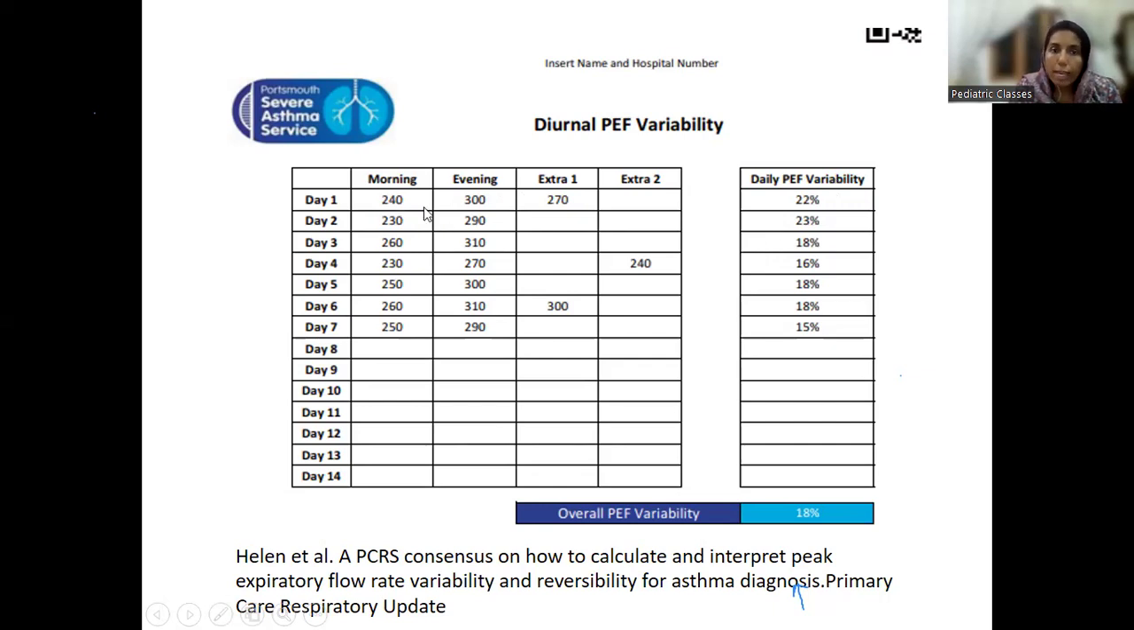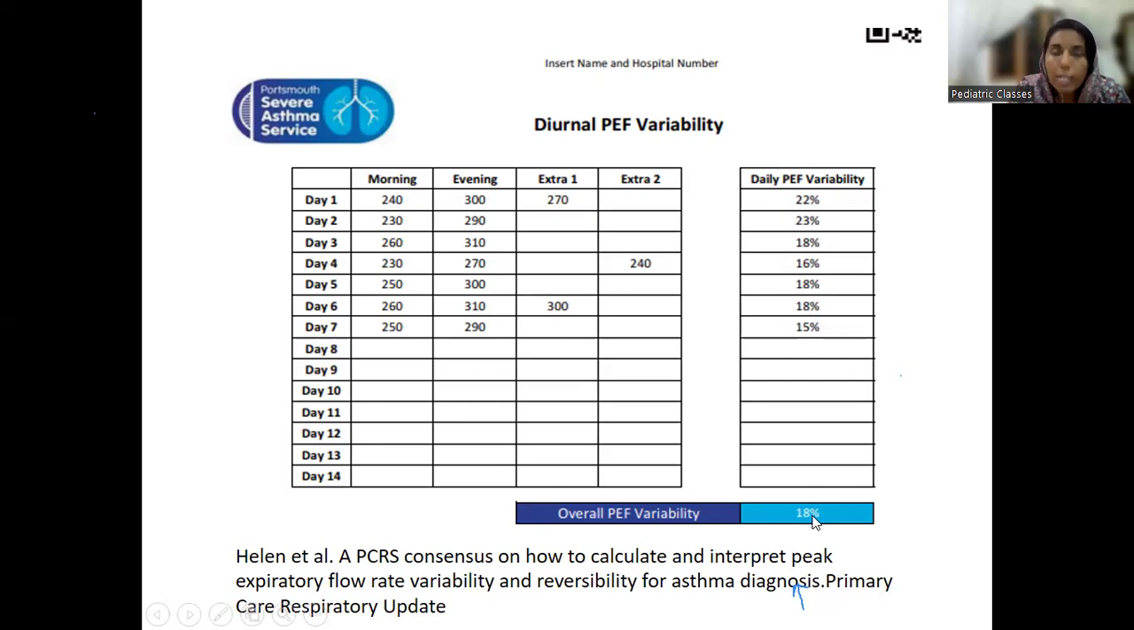Then day 2 comes, again the mother or the father is helping the child, or even adolescents are doing it by themselves, getting the values of morning, evening, getting the daily PFR variability, and charting. So what exactly is happening? At the end of 1 to 2 weeks, you get so many values. Please note here, the average of the daily PFR values, that is 22%, 23%, 18%, 16, 18, 18, 15. So how do you get the average? Add all these values and divide by the number of days, that is 7. You get the PFR variability as 18%.